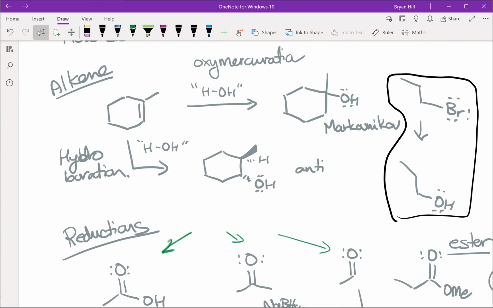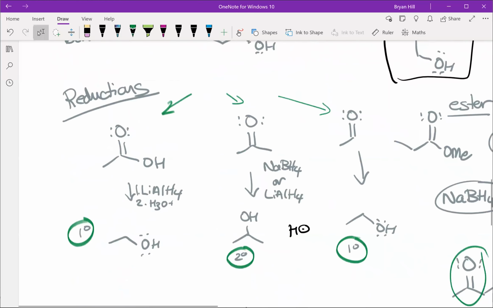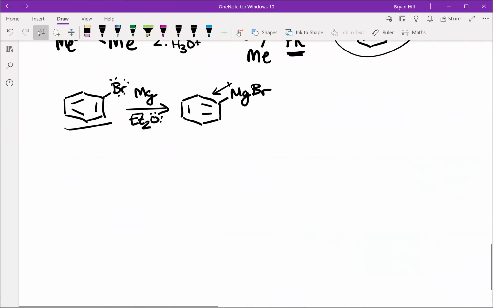So the alcohol functional group is a pathway to a bunch of other functional groups, and it can also be made from a bunch of other ones. So it's either a destination or a starting point. So it's a fun functional group for sure.